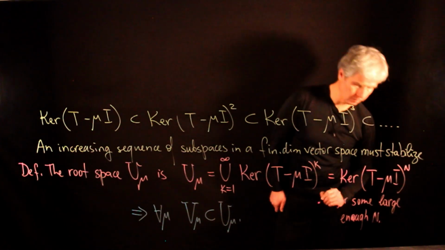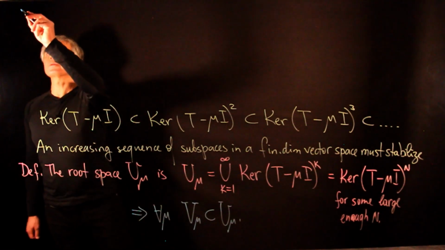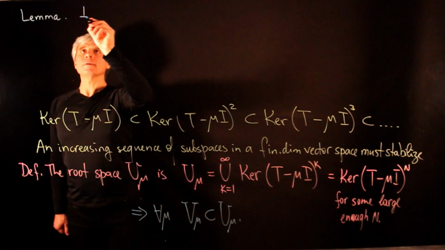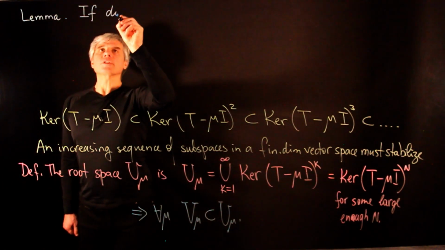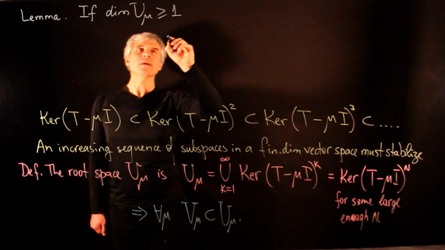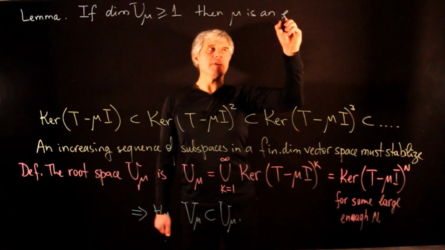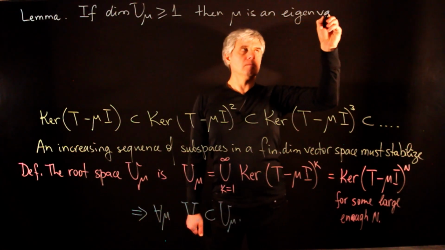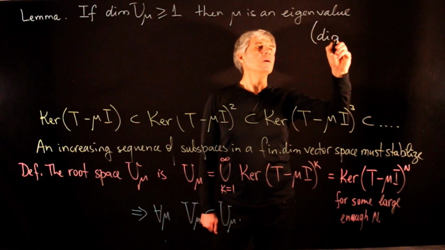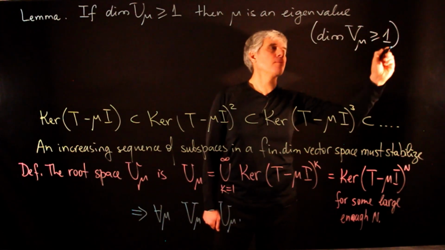Let us point out some properties of root spaces. So the first lemma says that if the dimension of the root space is greater or equal to 1, then mu is an eigenvalue. And thus the dimension of V mu is also greater or equal to 1.